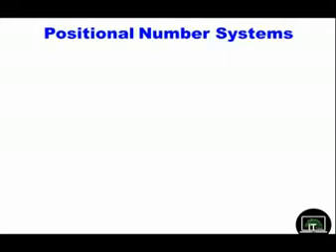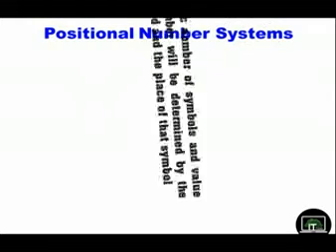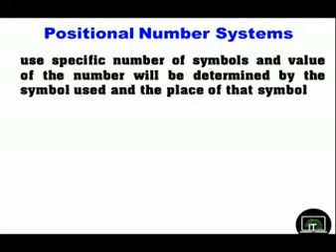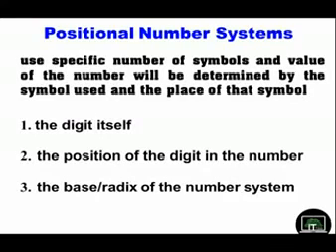Positional number systems. Positional number systems have a very specific number of symbols, and the value of the number is determined by two factors: the symbol used and the place of that symbol. If you look at a positional number system, the value will be determined by three factors.